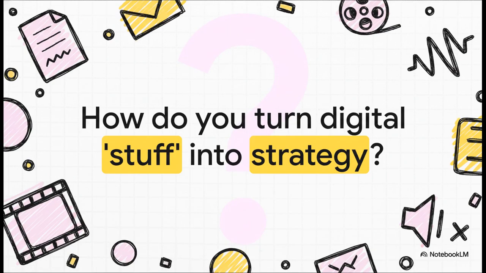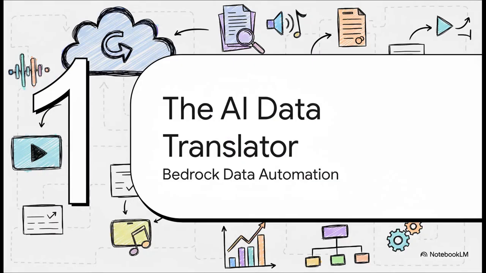And that really is the billion-dollar question, isn't it? How do you take all this digital clutter and turn it into actual usable strategy? How do you make it work for you instead of just taking up expensive server space? So what if you had a kind of universal translator? Not for different languages, but for different types of data. That's really the core idea behind a tool called Amazon Bedrock Data Automation.